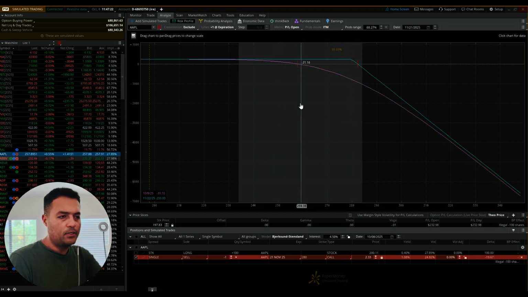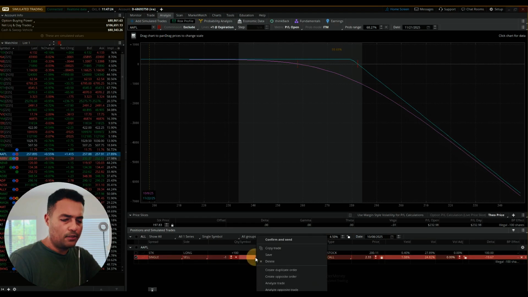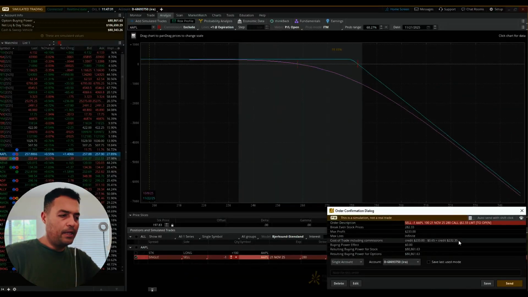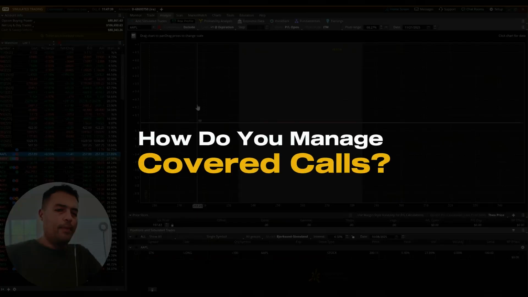The next thing is I'm collecting $233. I'm going to be paying 65 cents for my trade. Right click and confirm. So you're paying 65 cents here. Expected total collection is 232, and that's how you choose it. Send the trade in. Now, how to manage this covered call?